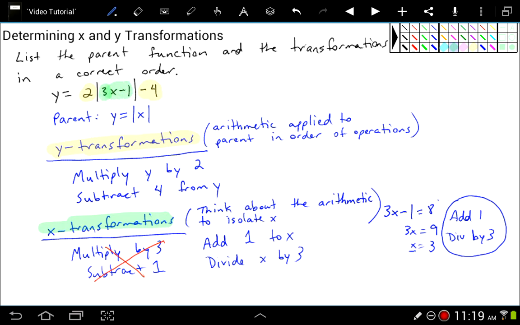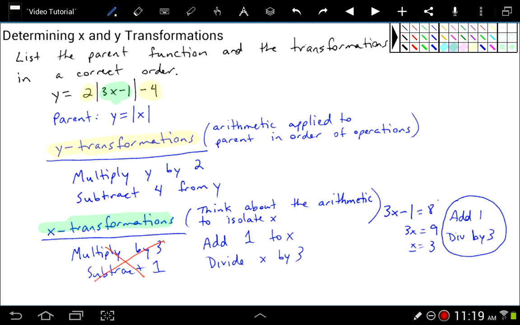They come from inside the function. They are not based on the order of operations. They're based on how you would get this x by itself if this thing were in an equation. Okay? And it comes from the idea that if you want to plug something into the base function, like 8, if you want 8 to be inside the base or parent function, then what would you plug in for x? Well, the way to figure that out, every single time, no matter what this number is, you would add 1 and divide by 3, and those are the x transformations.